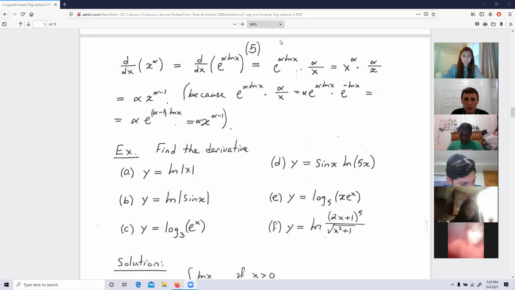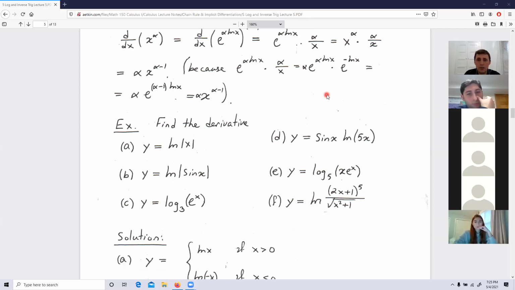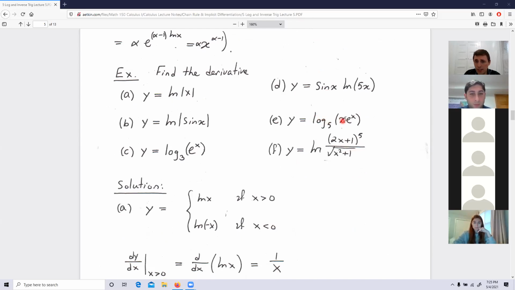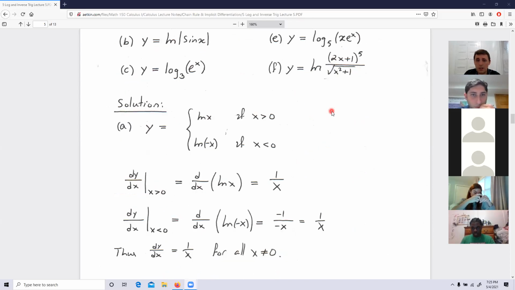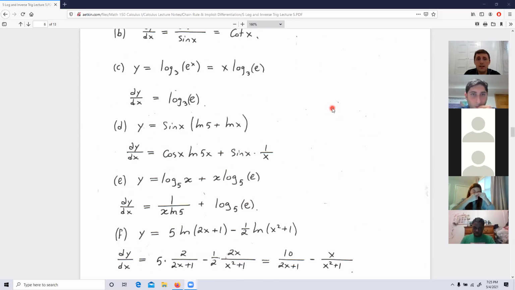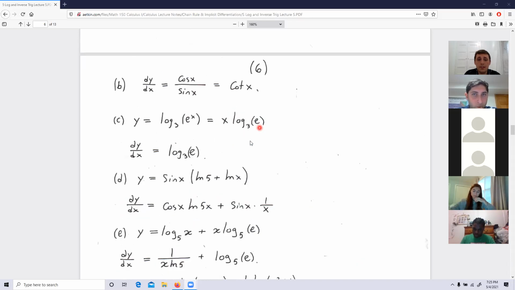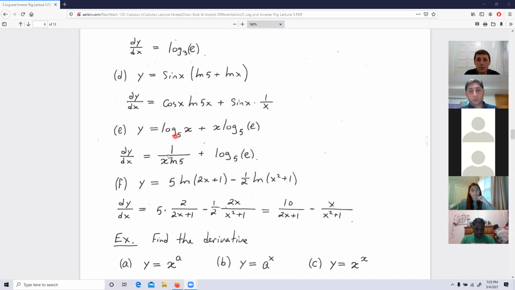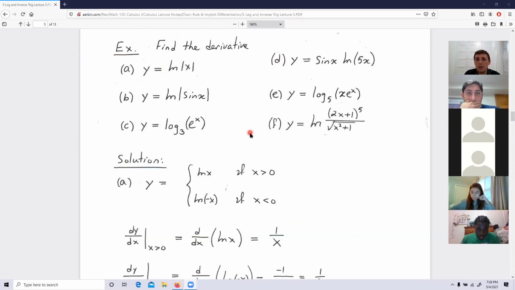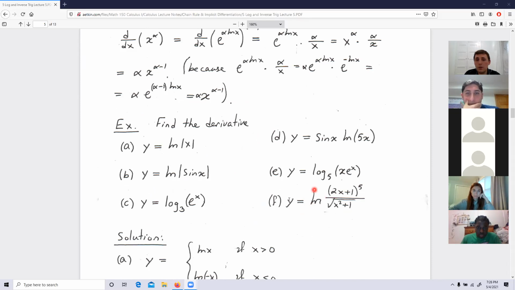All right, so the answer to E is I can apply the addition of logarithms. You agree, guys? I can apply in E the addition of logarithms. That becomes log base 5 of x plus x log 5 e, right? And then I can take the derivative here. It's 1 over x ln 5 plus here log base 5 of e. And of course, you can all solve the derivative for f. That's quick.